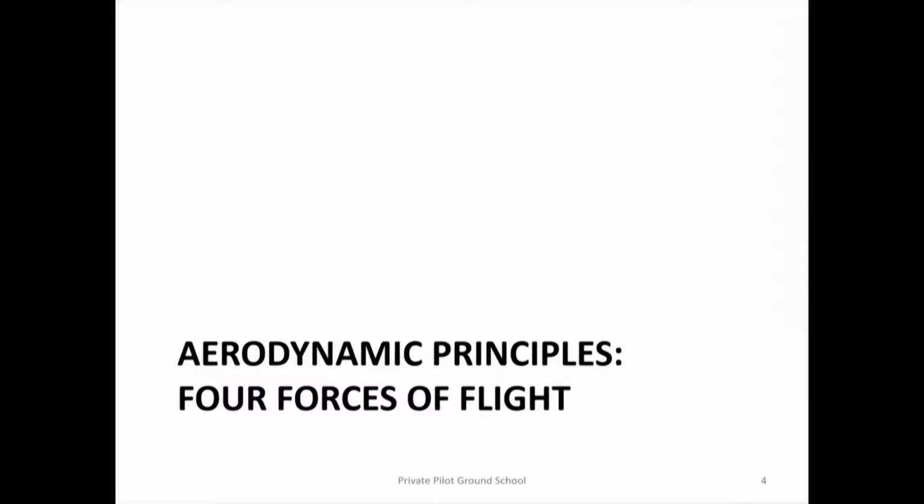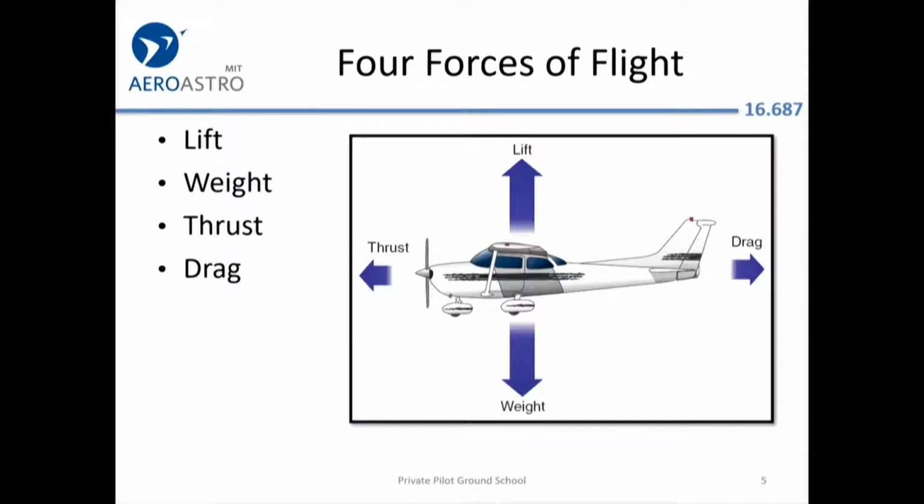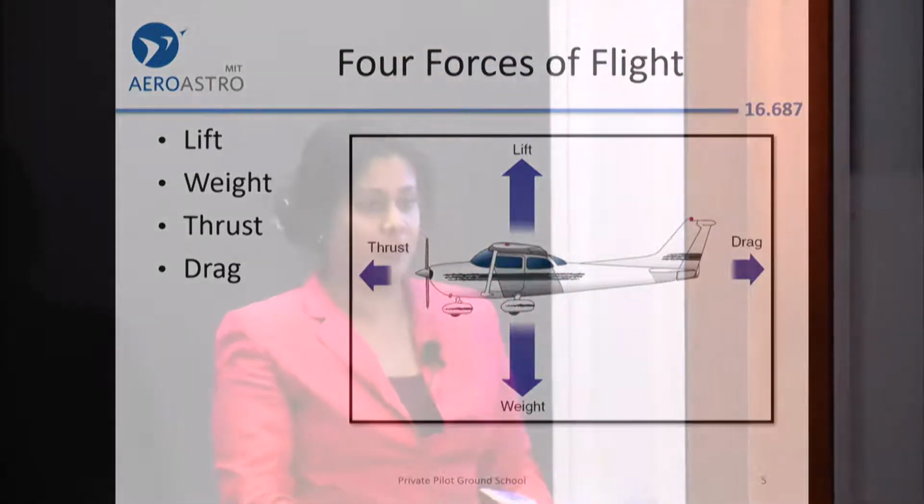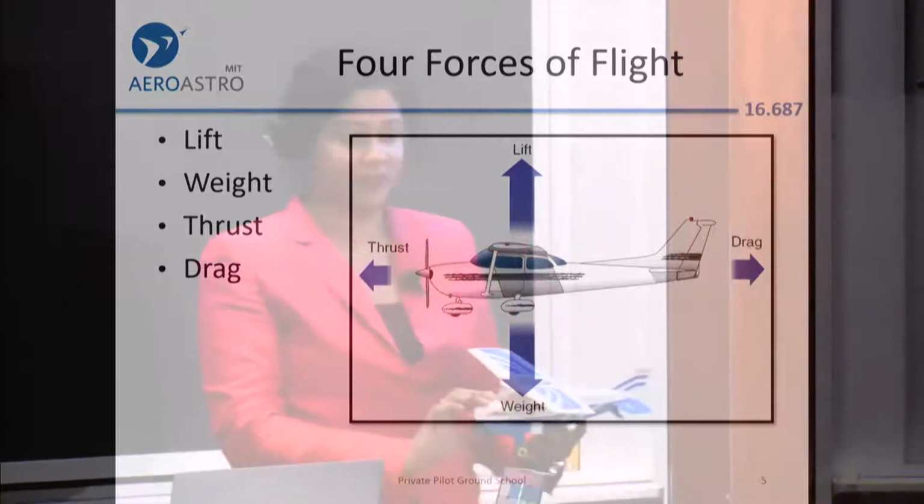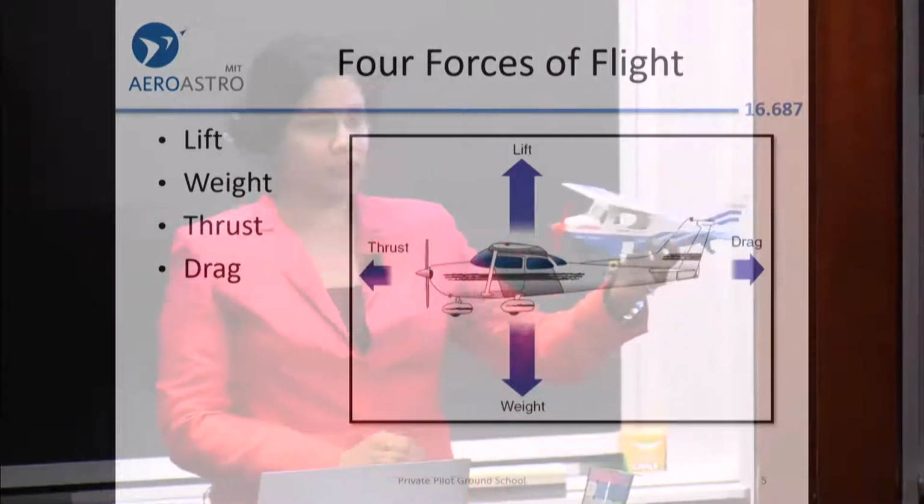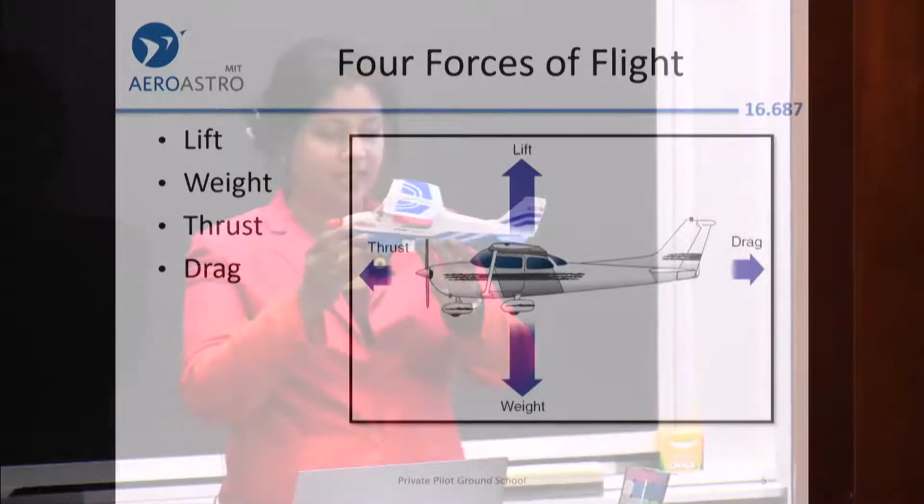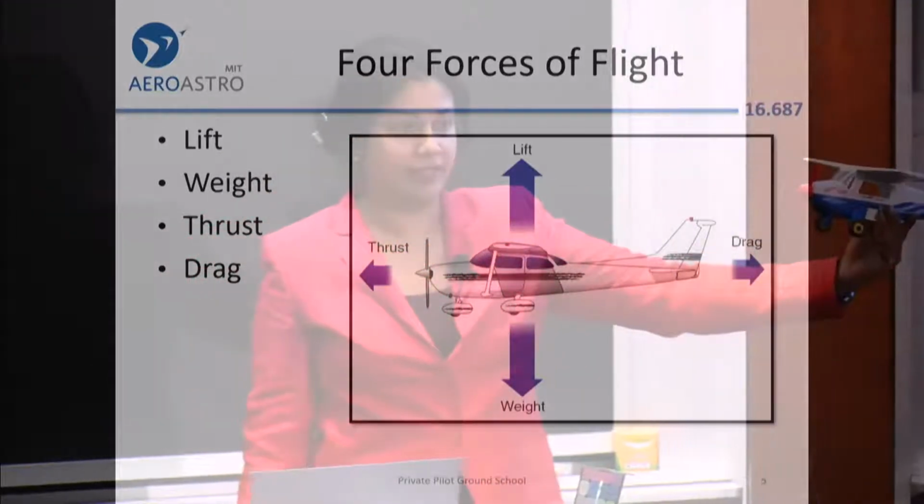Okay. The other thing that we need to talk about are the main four forces on an airplane. They're pretty straightforward. The force going up is lift, and that force is opposed by the downward force of weight. And then when you're moving the airplane forward, that's thrust, and it is opposed by drag.